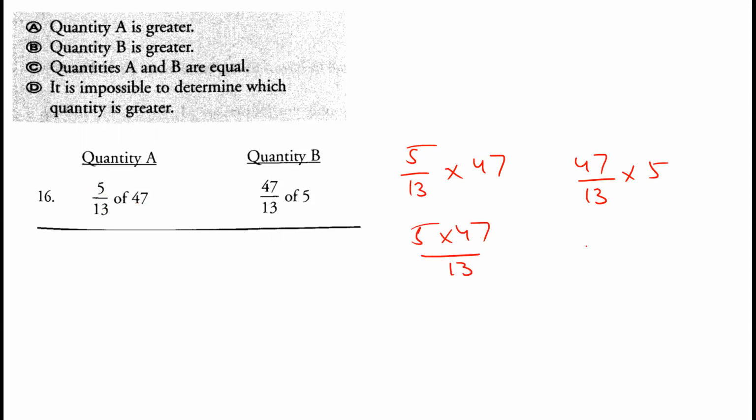Now we need to find out whether quantity A is greater than B, equal, or we can't determine it. So 5 by 13 of 47: 5 into 13 into 47, and 47 divided by 13 into 5. Now 5 into 47 divided by 13, or 47 multiplied by 5 divided by 13, you're going to get the same answer. So quantity A and B are both equal.